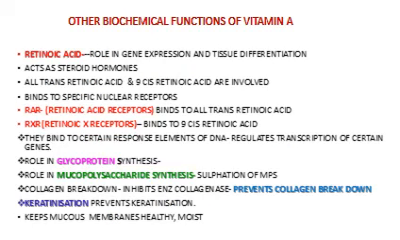Now let's look at the other biochemical functions of vitamin A. So here we have the role of the other active forms like retinoic acid. Retinoic acid plays a very important role in gene expression and tissue differentiation. It can act as a steroid hormone, and the all-trans retinoic acid and the 9-cis retinoic acid are involved. They bind to specific nuclear receptors. For example, all-trans retinoic acid binds to RAR, the retinoic acid receptors, and 9-cis retinoic acid binds to the retinoic X receptors, known as RXR.